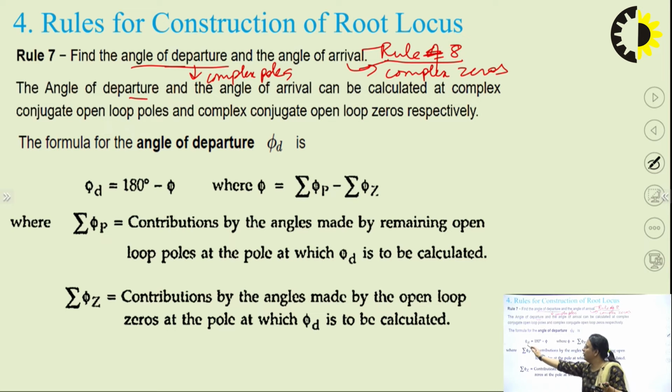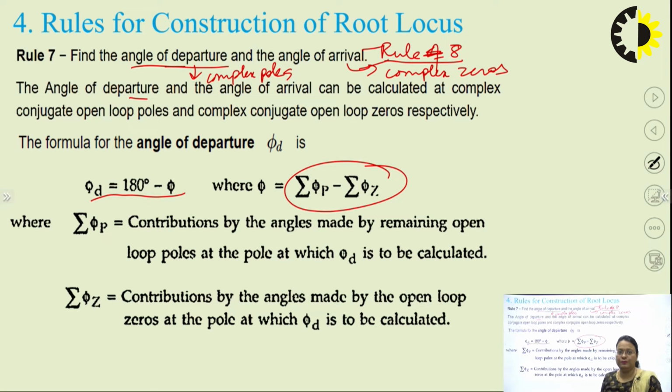So this is the formula for the angle of departure, which is 180 degree minus phi, and this phi is the summation of poles minus summation of zeros. Now what is the summation of poles? This summation of phi p is the contribution made by the other angles to the complex conjugate pole, right? And this summation of phi z will be the contribution of all the angles made by open loop zeros at that complex conjugate pole at which phi d is to be calculated, and this is by the other remaining poles at that complex conjugate pole, right?